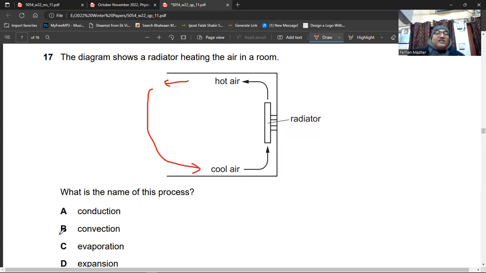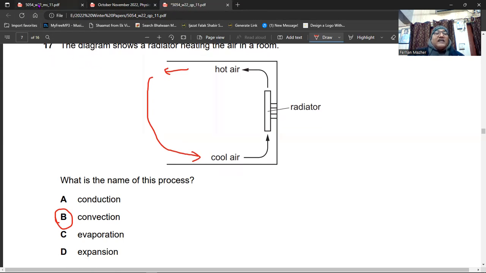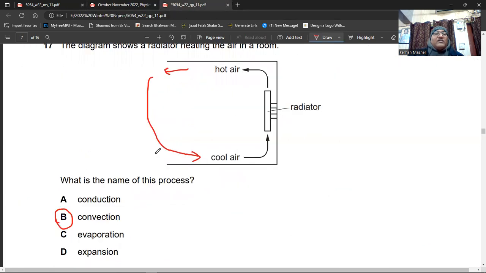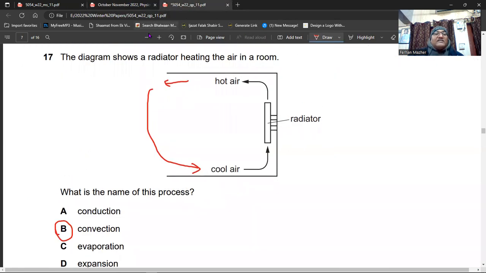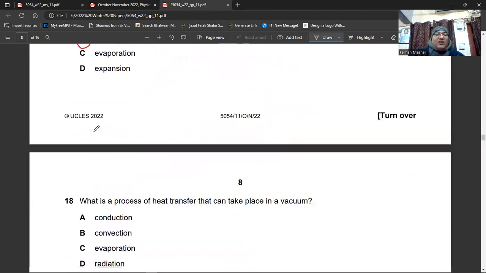So what is the name of this process? This is called convection. Question number 17. I think convection is the right answer. 17 B choice. So our answer is right. B for baby. Okay.